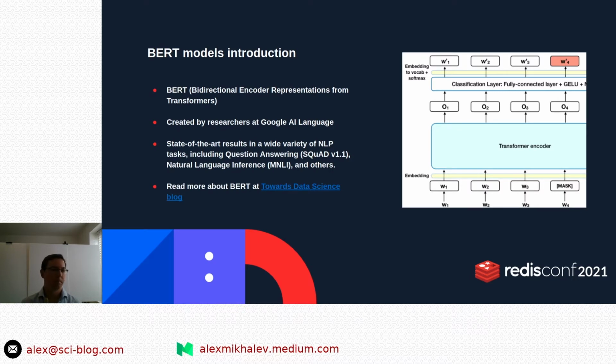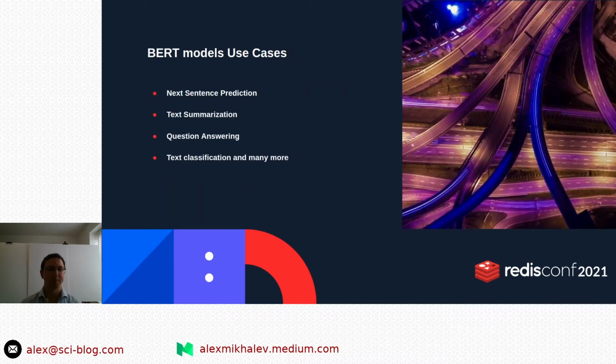What is the BERT model? BERT stands for Bidirectional Encoder Representations from Transformers. It was created by researchers at Google AI, and it's state-of-the-art in natural language processing tasks, including question answering, our topic of today's conversation, natural language inference, and many others. And if you would like to learn more about BERT, there is a link in the presentation to an article describing it.